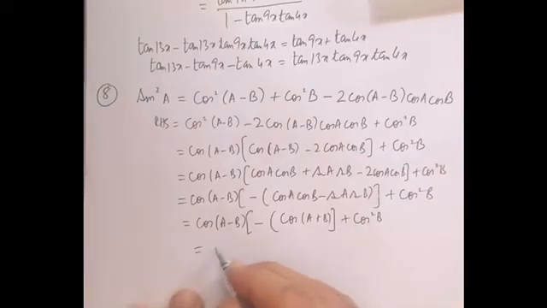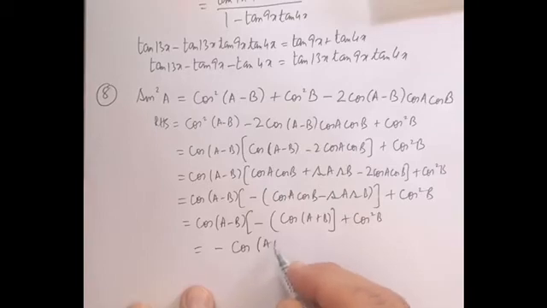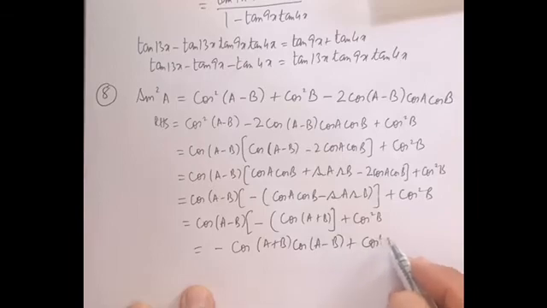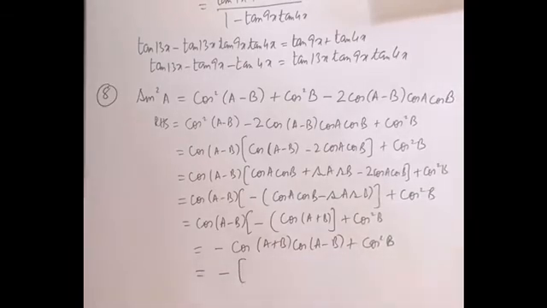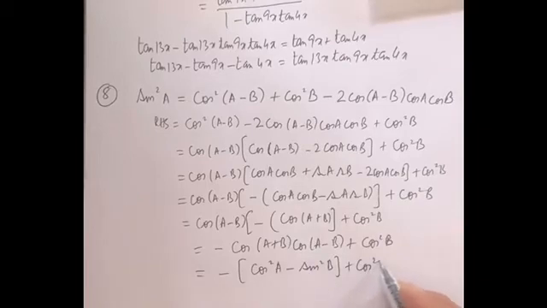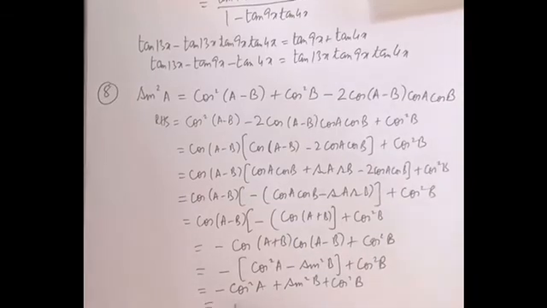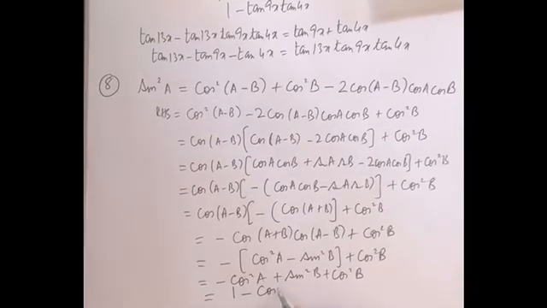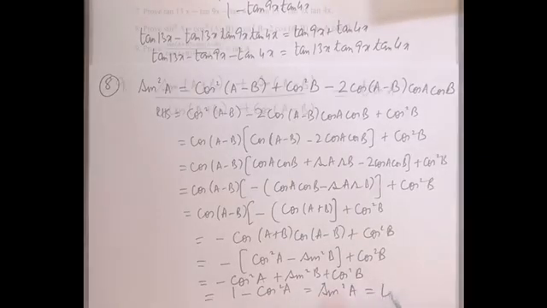plus cos square B. This is cos of A plus B into cos of A minus B, plus cos square of B, with a minus sign. Cos A plus B times cos A minus B is cos square A minus sin square B, plus cos square of B. This is minus cos square A plus sin square B, plus cos square B. Sin square B plus cos square B is 1, minus cos square of A, and 1 minus cos square of A is sin square of A.